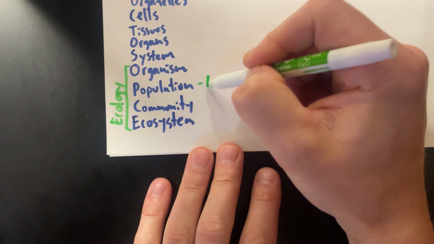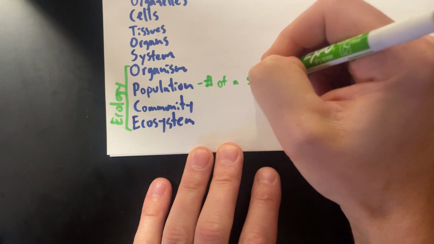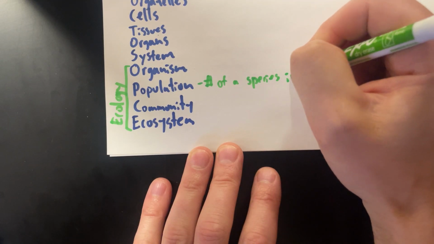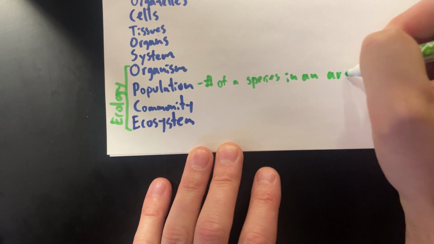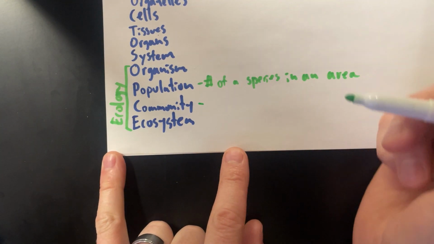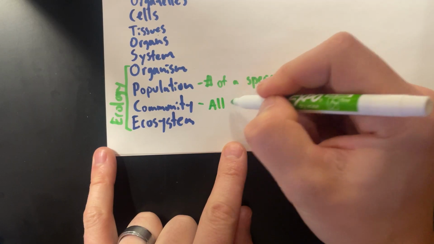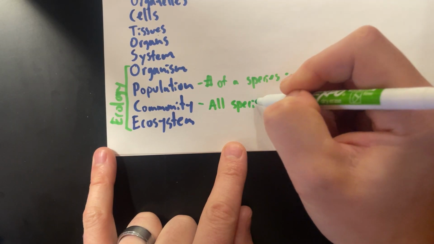So the population is just the number of a species in an area. The community here, it's all species.